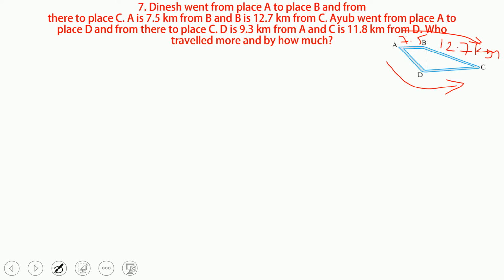Here it is told that D is 9.3 kilometer from A, and C is 11.8 kilometer from D. Then who traveled more and by how much? Now first we can say about Dinesh, the distance covered.